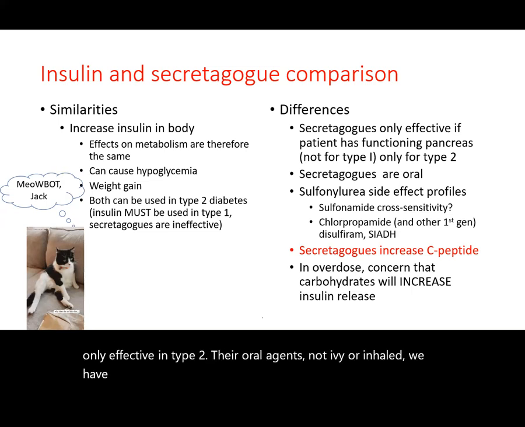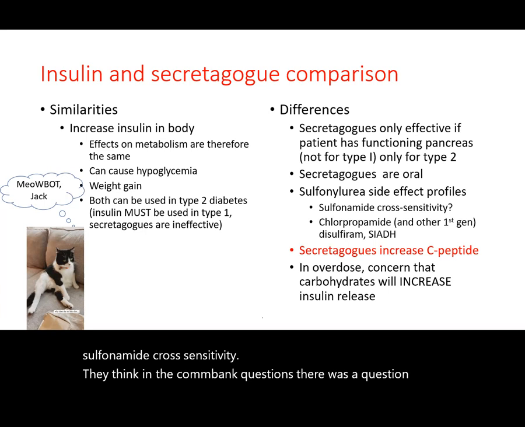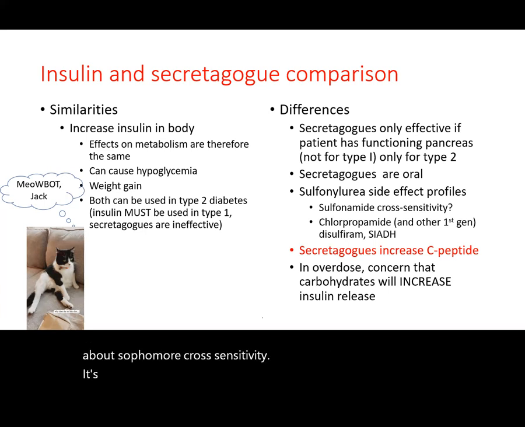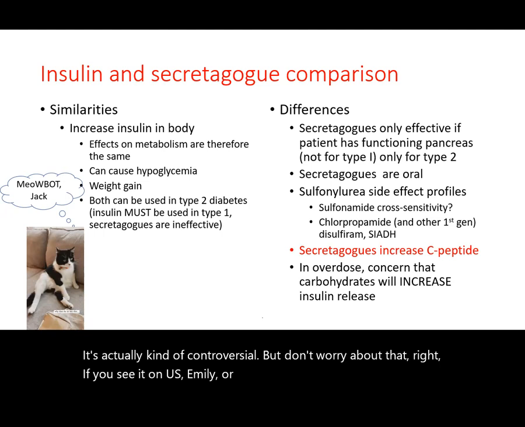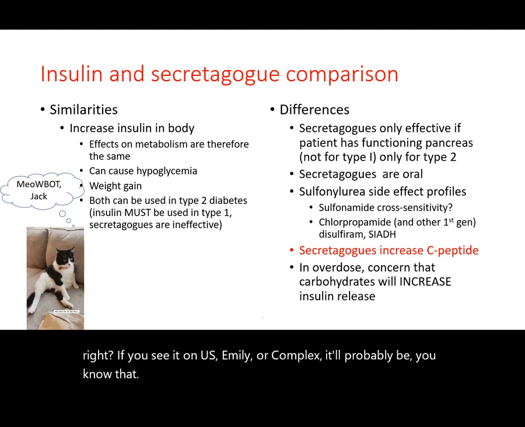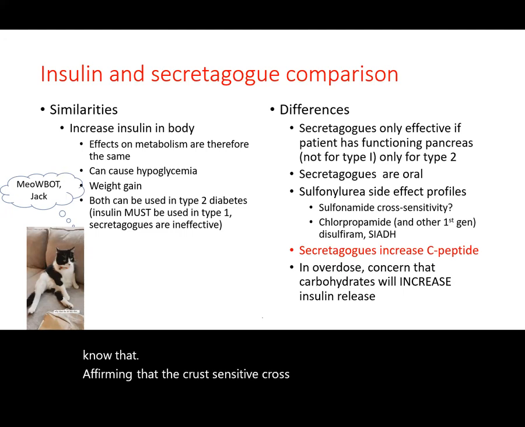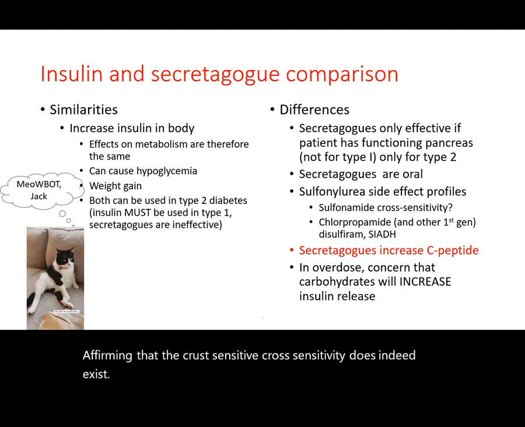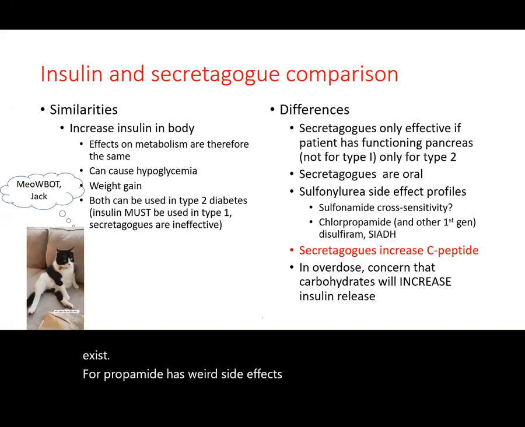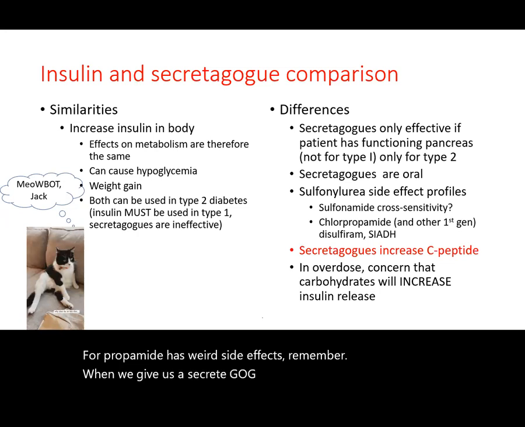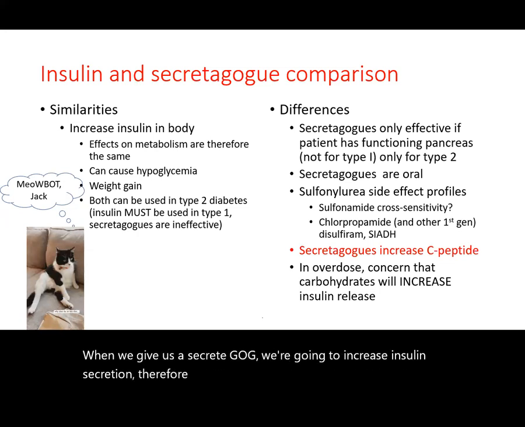We have to think about their side effect profiles. So potentially a sulfonamide cross-sensitivity. I think in the ComBank questions, there was a question about sulfonamide cross-sensitivity. It's actually kind of controversial, but don't worry about that, right? If you see it on USMLE or Comlex, it'll probably be that they're affirming that the cross-sensitivity does indeed exist. Chlorpropamide has weird side effects, remember. When we give a secretagogue, we're going to increase insulin secretion. Therefore, we increase C-peptide secretion. And in overdose, there is at least a theoretical concern that carbs can increase the amount of insulin released.